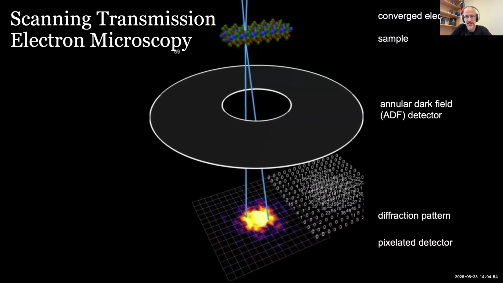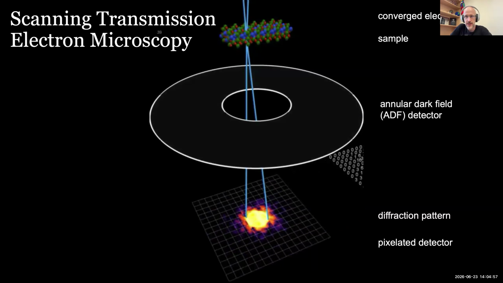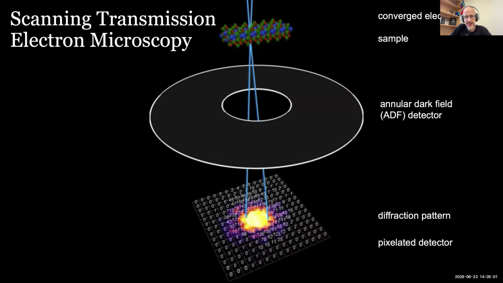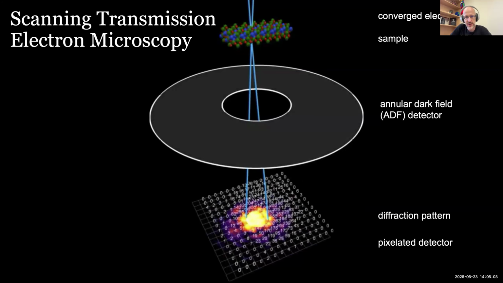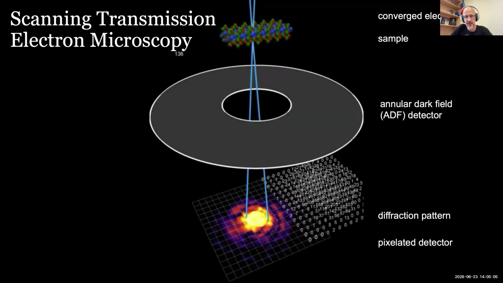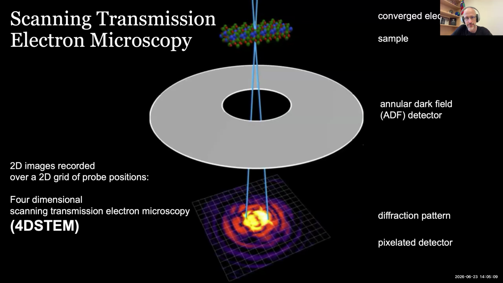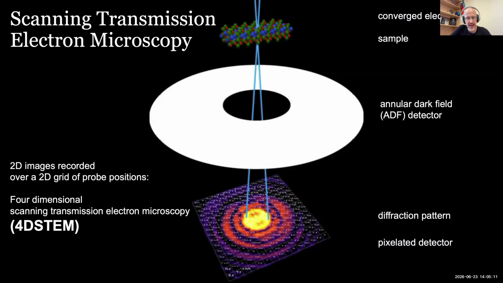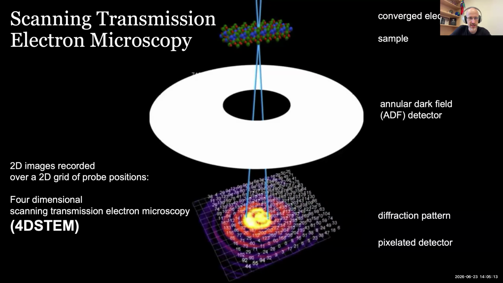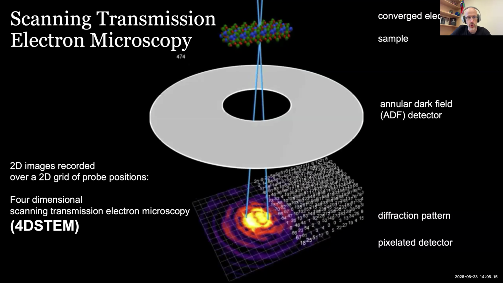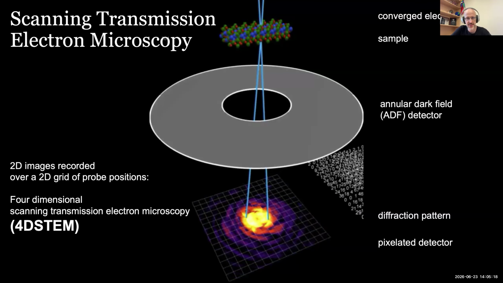These days, we have these pixelated direct electron detectors. They are fast enough that we're able to record a full picture of the diffraction pattern, take a step, record a full picture, take a step, record a full picture, take a step. And so this is what gives this family of techniques its name. 4D STEM stands for four-dimensional STEM because we're recording two-dimensional images over a 2D grid of probe positions.